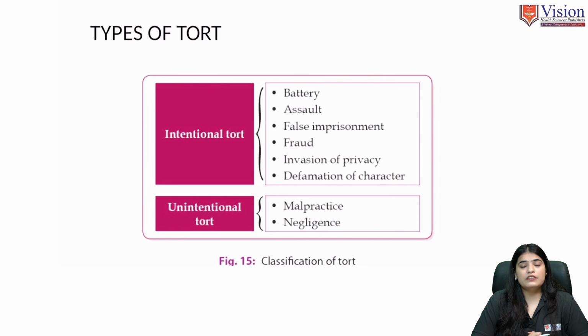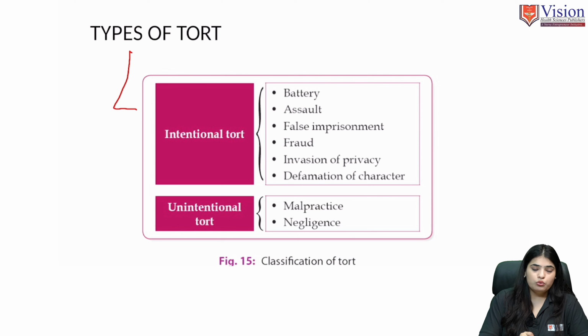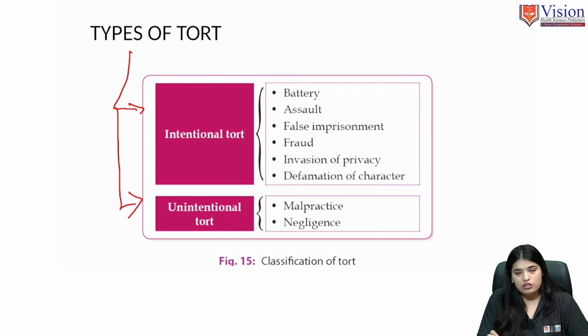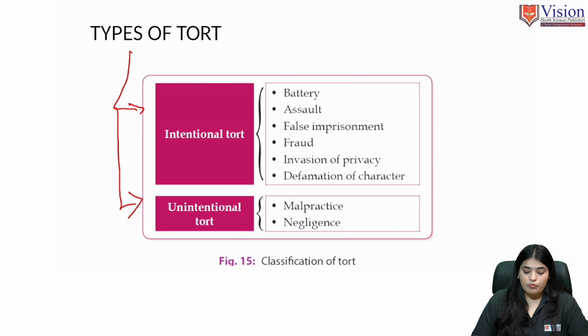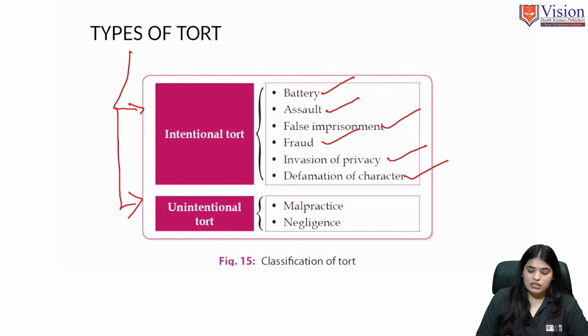So there are different types of tort. The tort is mainly divided into two types. One is intentional tort and another one is unintentional tort. In intentional tort, intentional means that we know what we are doing but still we are doing it. The first one is battery, assault, false imprisonment, fraud, invasion of privacy, and defamation of character. These all come under the intentional tort.